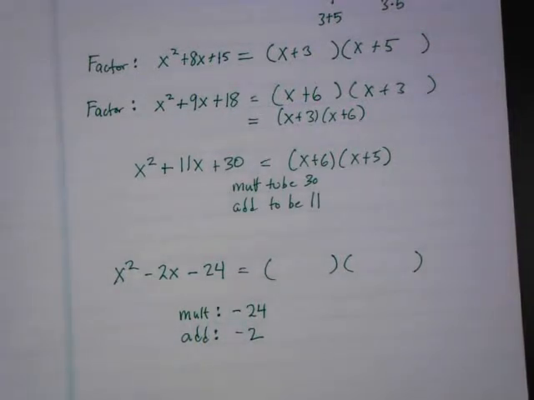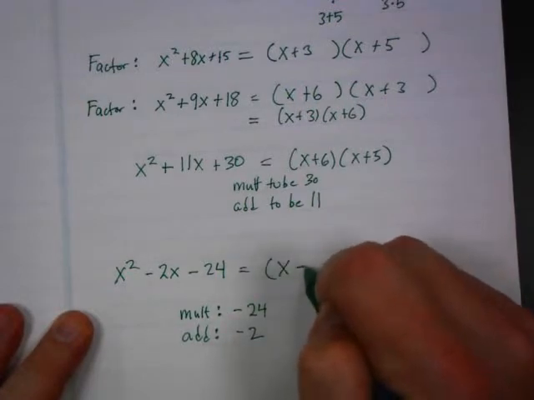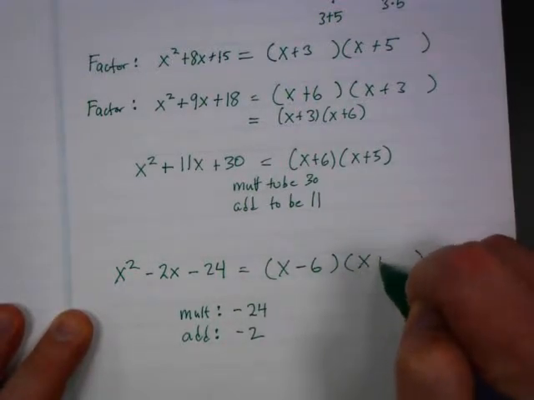Okay. So how can I get a negative 24? If we multiply negative and positive? Right. So for example, I might use negative 8 and positive 3. If I use a negative 8 and a positive 3, do they add to be a negative 2? No, so negative 8 and positive 3 is not the right combination. Negative 6 and positive 4. Those multiply to be negative 24. And when I add them, negative 6 and positive 4 does give me negative 2. So it has to be x minus 6 and x plus 4.